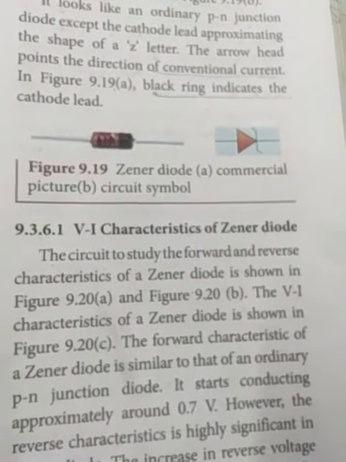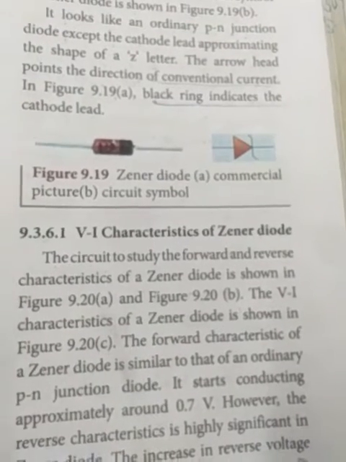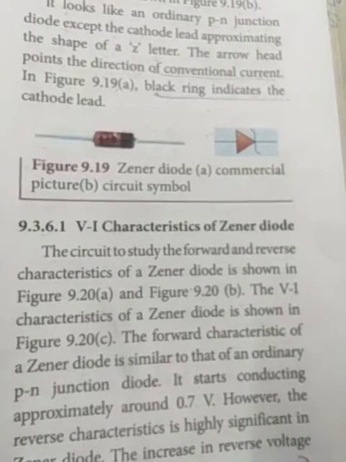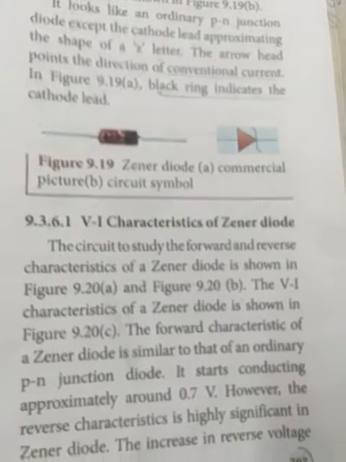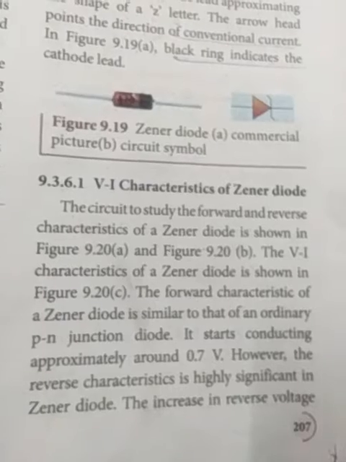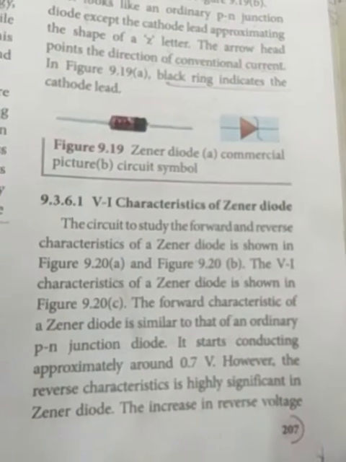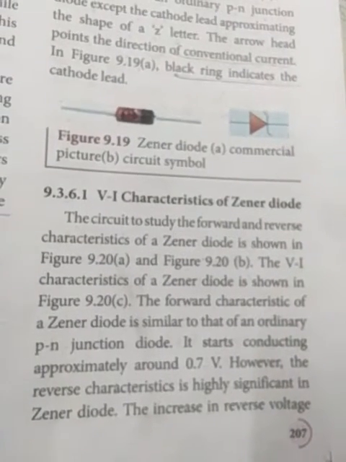The VI characteristics of the Zener diode are shown in the figure. The forward characteristics are similar to an ordinary PN junction diode. It starts conducting at approximately 0.7 volt, so the current passes at 0.7 volt. However, the reverse characteristics are highly significant in the Zener diode.